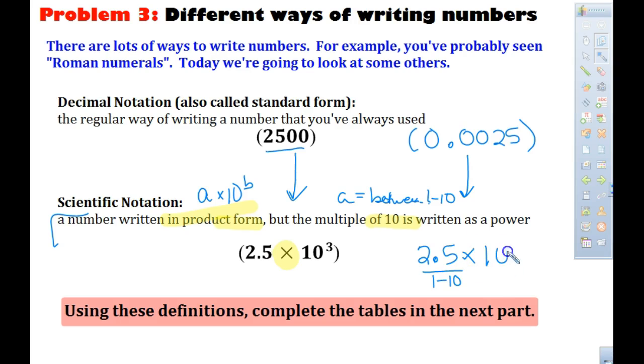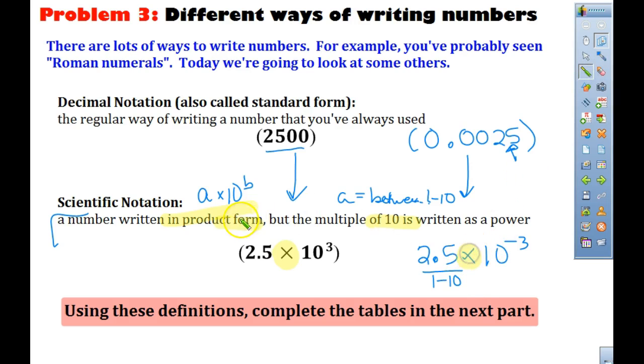Then I'm going to have times 10, and I'm looking at how far I have to move my decimal to get between the 2 and the 5. And I'm moving it 1, 2, 3 places. But because this is a number that is less than 1, but greater than 0, this will be a negative 3. So please make sure you have both of these two down.